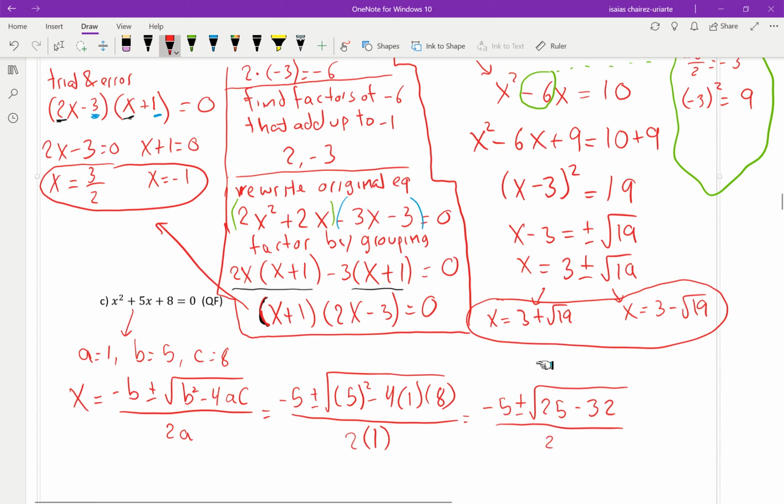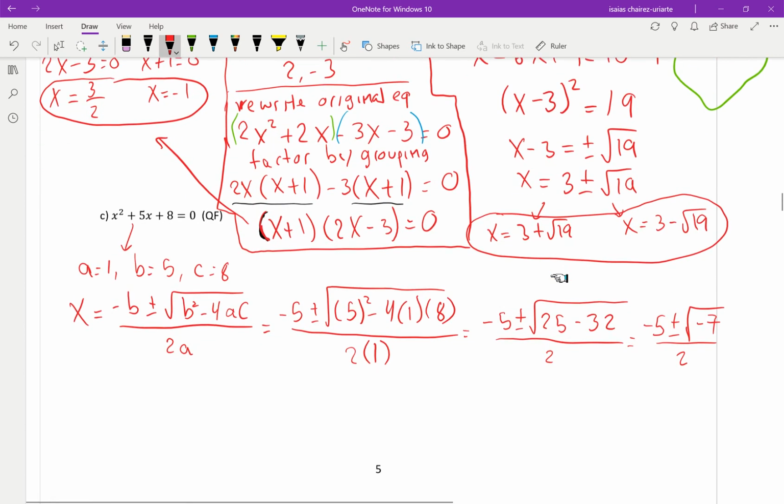I'm looking at the discriminant. The discriminant is the thing inside of the square root, and I already know that that's going to be a negative number. And so then I'm going to have complex conjugate solutions. 25 minus 32, so it's negative 7. So this becomes negative 5 plus or minus the square root of negative 7, over 2.